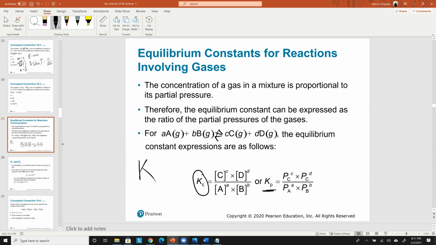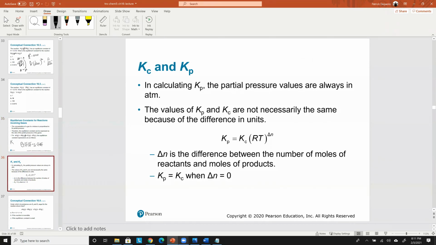So there's actually a conversion to go from Kp to Kc, because not all the time are the pressures the same as the concentrations, or the ratio between the pressures the same as the concentrations. Most of the time they are, but there's some cases they're not. So does that make sense? Just those two expressions? It would be the same thing for gases as it is for concentrations. Okay, so now we can talk about Kc versus Kp.